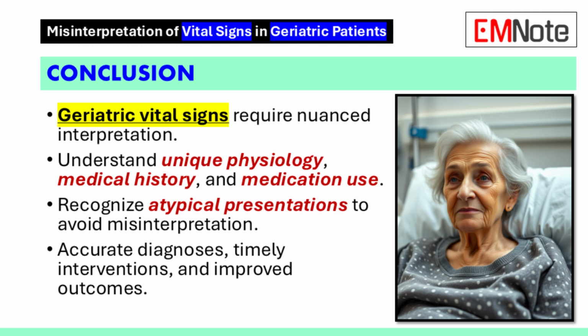Conclusion. Interpreting vital signs in geriatric patients requires a nuanced understanding of their physiology, medical history, and medication use. Providers should be aware of the unique presentations of common conditions in this population to avoid misinterpretation and ensure appropriate and tailored care. Recognizing these differences can lead to more accurate diagnoses, timely interventions, and improved outcomes for geriatric patients.